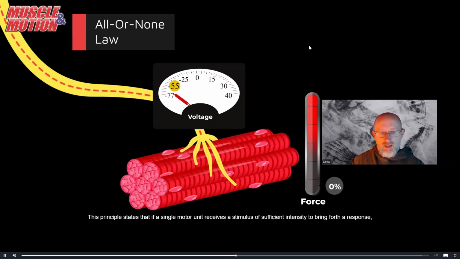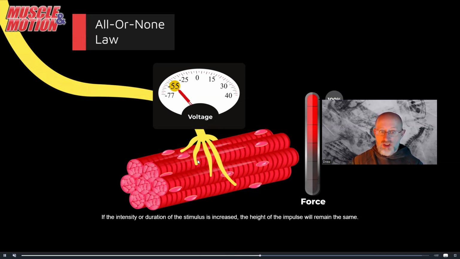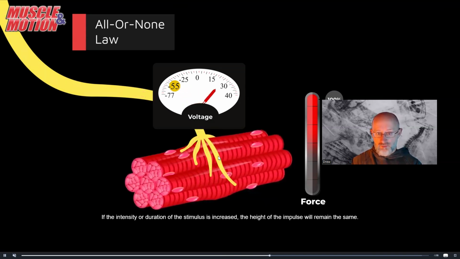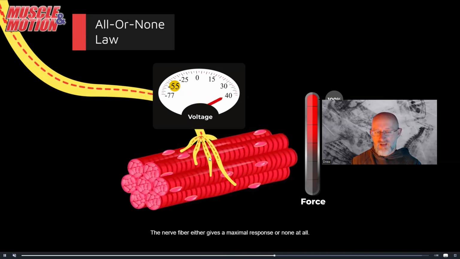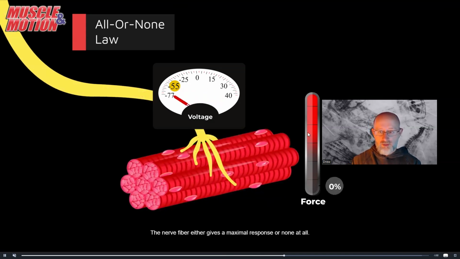Typically that threshold is around negative 55 volts. Once you get past that, so you increase the charge past 55, you're going to get that electrochemical charge into the muscle fibers, and that's going to stimulate the muscle fibers to contract through another complex biochemical process, which you might do another video on down the track.